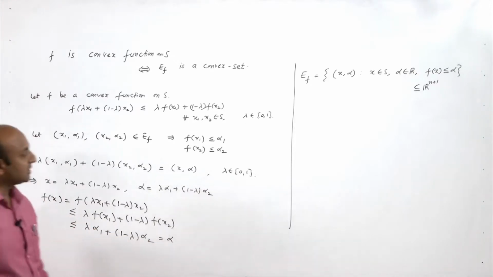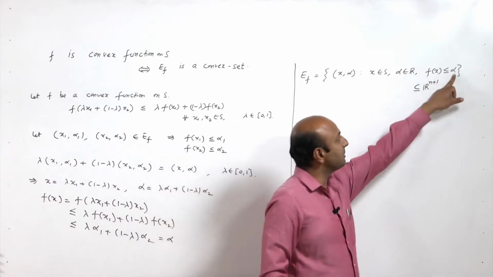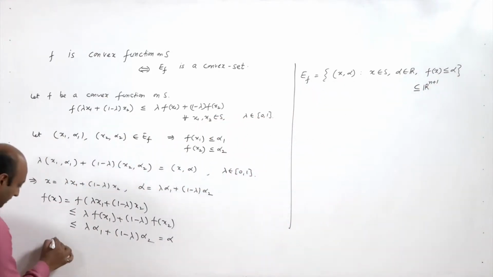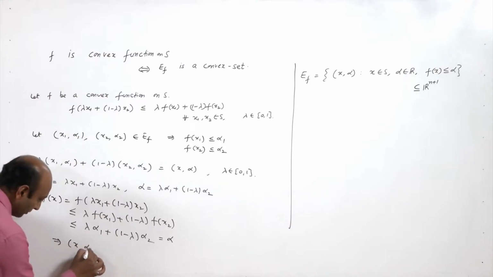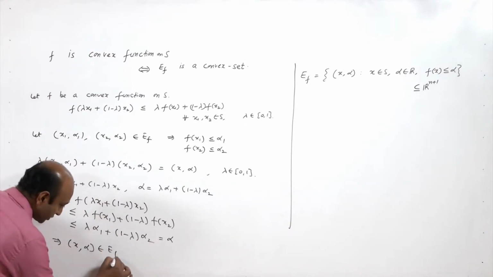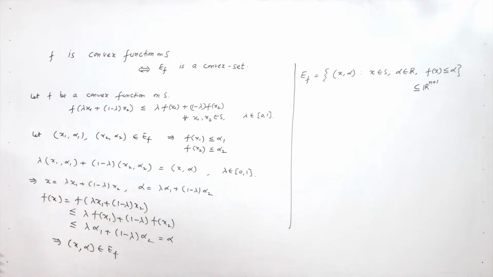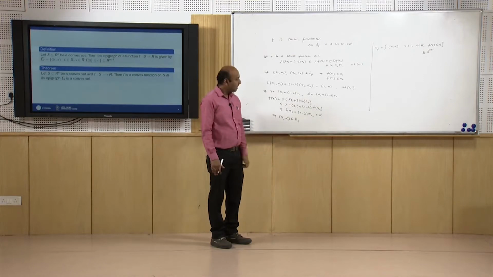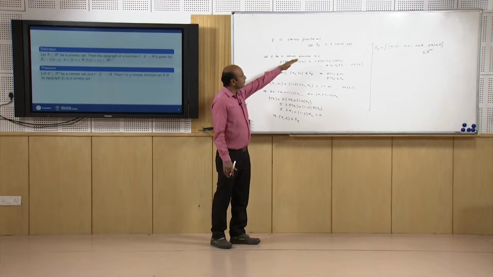So, this means if f of x is less than or equal to alpha, then (x, alpha) will belong to the epigraph of the function f, and that means the epigraph is a convex set. Okay. So, in this way we can say that if a function is a convex function, then its epigraph is a convex set. Now, we will try to prove the converse part.